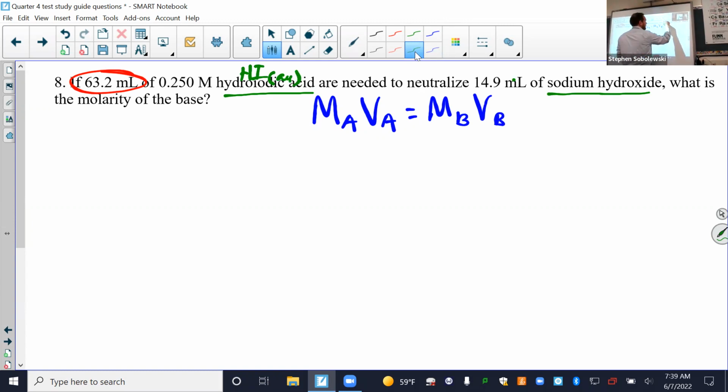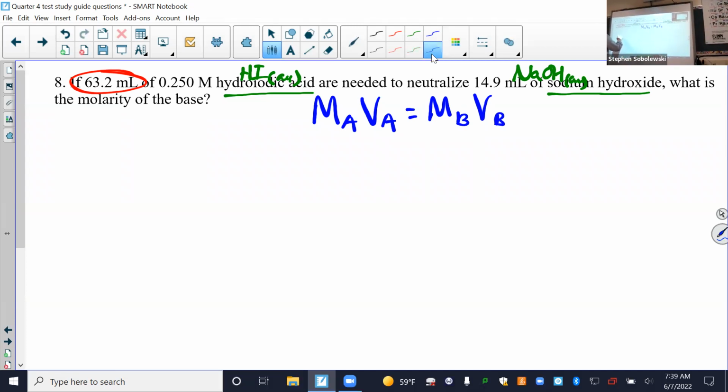Sodium hydroxide is NaOH aqueous. How many H's in my acid? 1. How many OH's in my base? 1. So we can in fact use this formula and save a little bit of time. If it weren't 1-to-1, you would turn your volume and molarity of the one you know into moles, write out the balanced equation, use stoichiometry to get moles of the other one, and then divide by liters of that one. Just takes an extra minute.